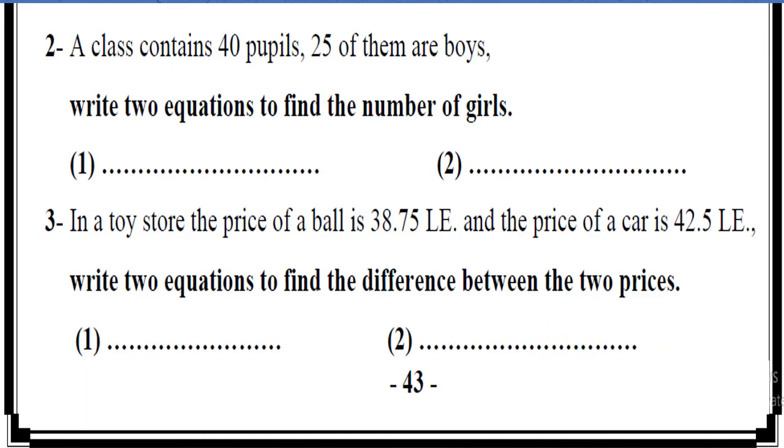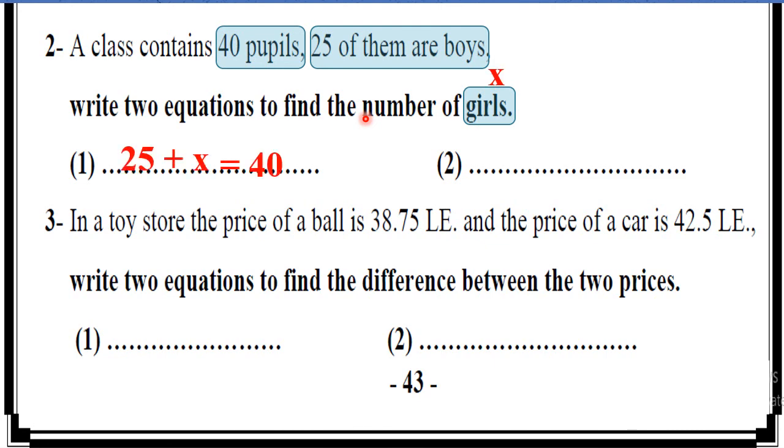Now in number 2: a class contains 40 pupils, 25 of them are boys. Write two equations to find the number of girls. Here we have the total number of students, 40 pupils. 25 are boys, so the rest will be girls. And the number of girls here is the variable.